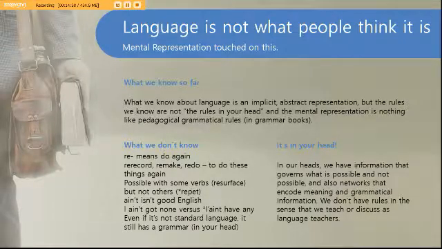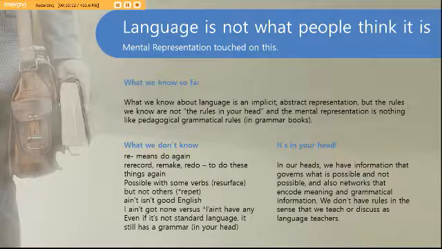So what we don't know, which I've mentioned before, is re-, which means do again. So re-record, remake, redo. Do these things again, that's fine. Possible with some verbs, resurface, another one, but not others. The example I gave of repeat. Another example of what we don't know, ain't. Well, it isn't good English, but I ain't got none versus I ain't have any. How would you define that in a grammatical way? Where could you give me the rule for this from? You probably can't, but you know that the second example isn't very good.